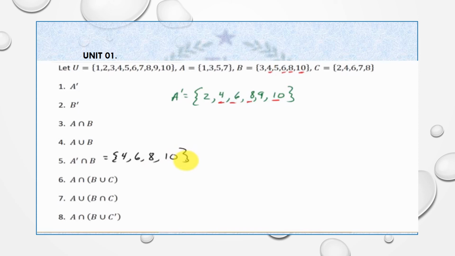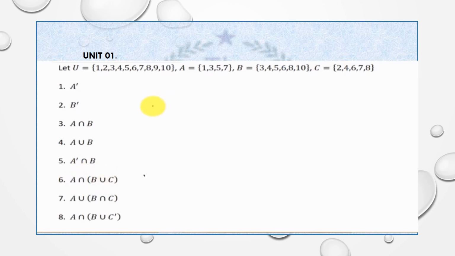Now let's look at the next one. We've got A intersect B union C. What we're going to do here is, notice that the B union C is in parentheses, so we need to do this first and then do the intersection with A.